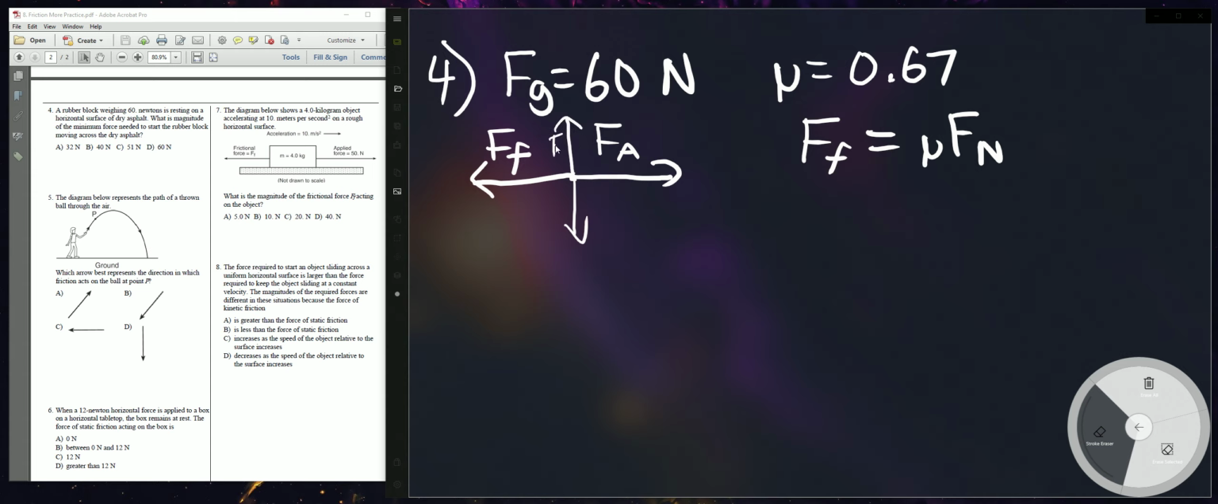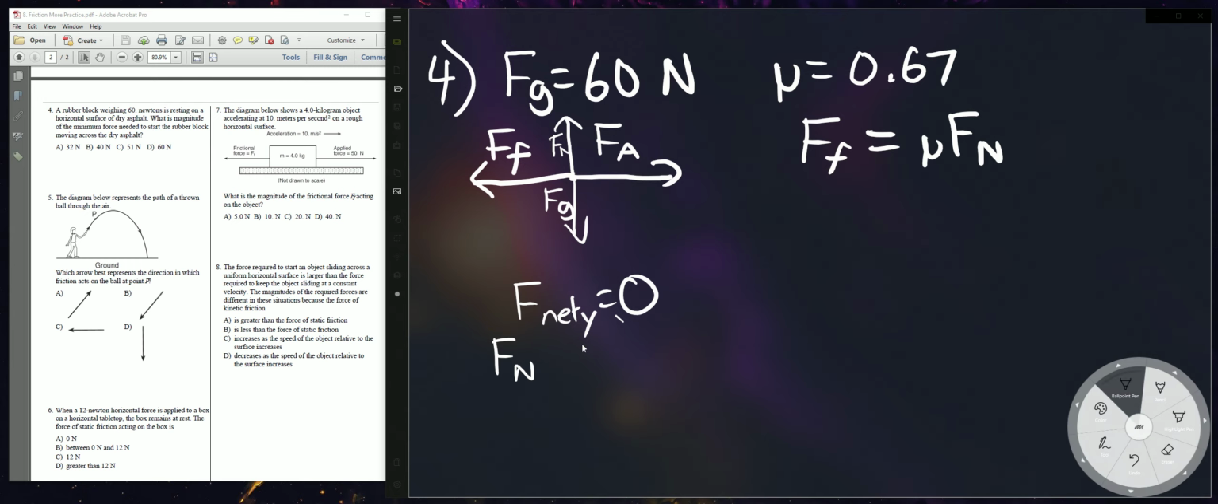Lucky for us, we also know that if an object is not moving down or up, F net in the y direction is 0, and the sum of all forces in our y direction is Fn plus Fg, equals 0. Fn is equal to negative Fg. So we know our Fn is going to be equal to our force due to gravity.